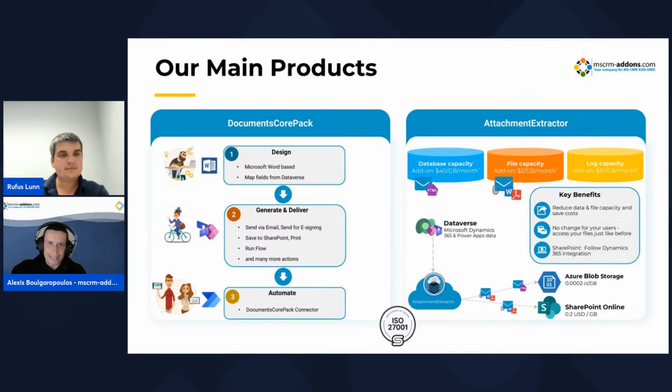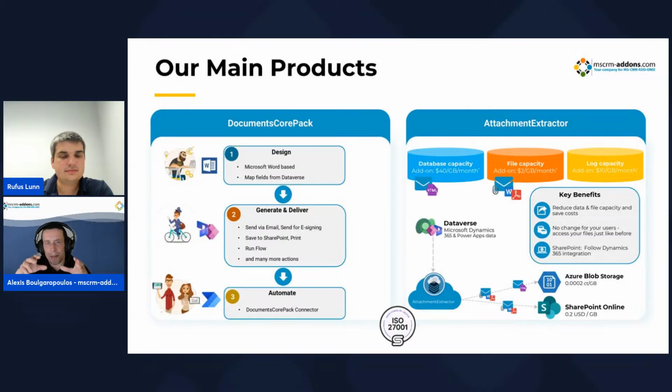And let's take a look at Attachment Extractor. To understand its value, it's important to look at how the Dataverse storage model is structured. There are basically three types of capacity: the database capacity, the file capacity, and the log capacity. The log capacity is not relevant for our use case. Within the database capacity, it includes items like the email content, which is the activity pointer base. In the file capacity, important parts are the email attachments and note attachments, which are stored in the related tables.